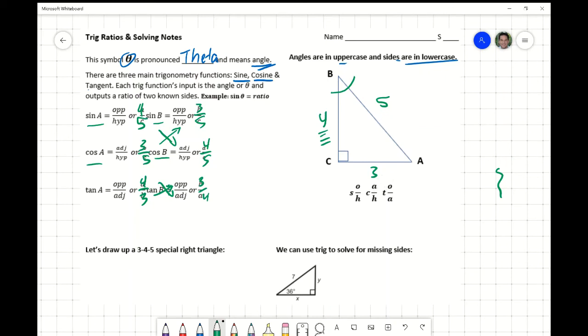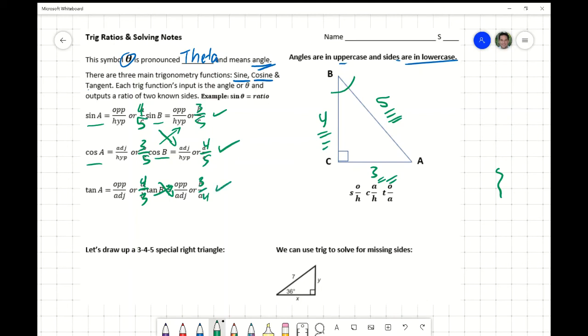All right. And we see that up here at B, let's start up with sine. So sine is going to be opposite over hypotenuse. Sure enough, 3/5. Now then, cosine is going to be adjacent over hypotenuse. Sure enough, there you go, 4/5. And finally, tangent is going to be opposite over adjacent, which is 3/4.